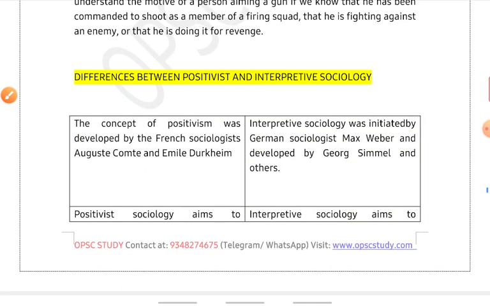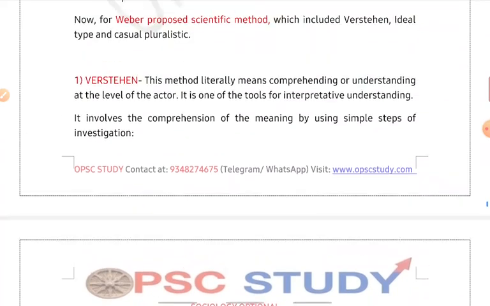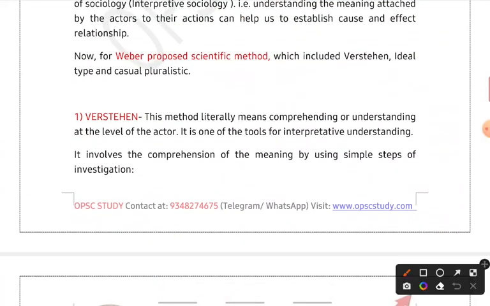For understanding those meanings, he proposed some scientific methods, like how you need to understand the meanings the subject is using to study that particular institution. So how do you need to understand this? He gave a versatile approach, a method. He says it literally means comprehending or understanding at the level of an actor.